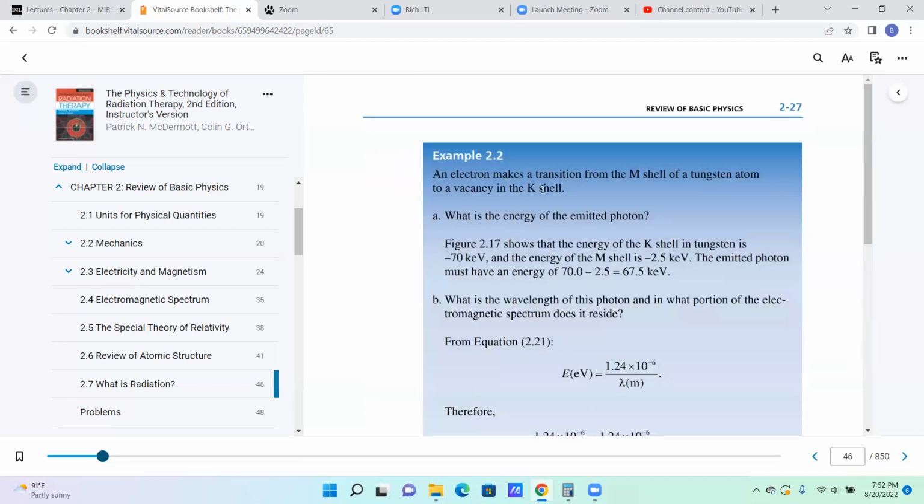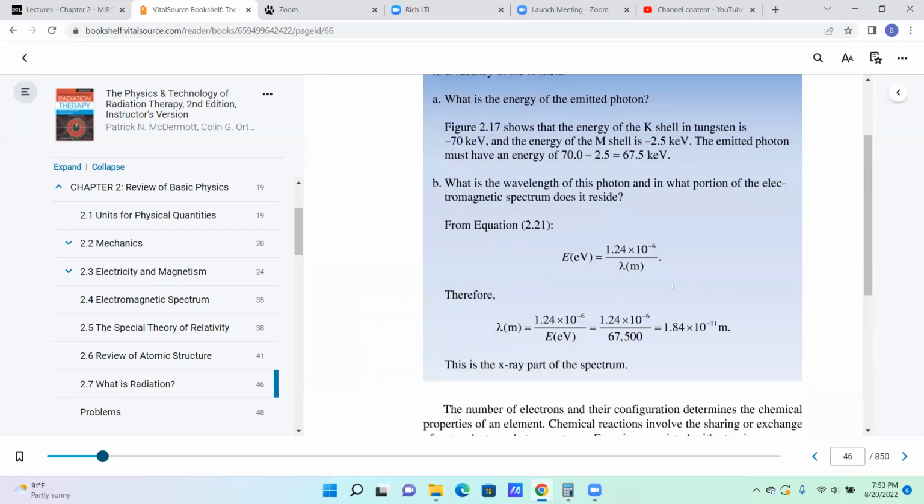So, an electron makes a transition from the M shell of a tungsten atom to the vacancy in the K shell. What is the energy of the emitted photon? Well, if we go back through and look at figure 2.17, the energy of the K shell is minus 70, and the energy of the M shell is minus 2.5. If you take 70 minus 2.5, this is the energy of the emitted photon.